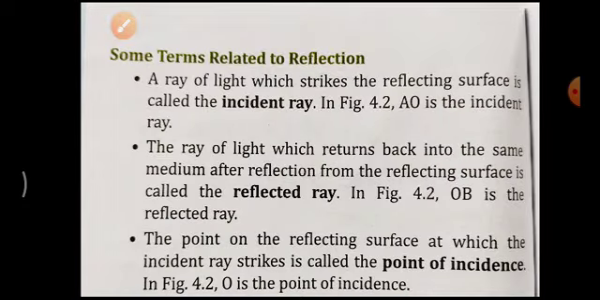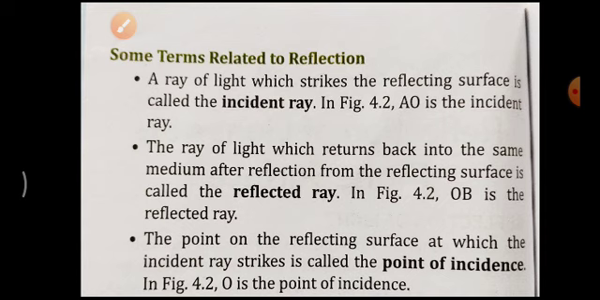Now about the different terms related to reflection, it is given very nicely and is quite simple. At the end I will show you the figure also so that you can understand more properly. So the first point: a ray of light which strikes the reflecting surface is called the incident ray.